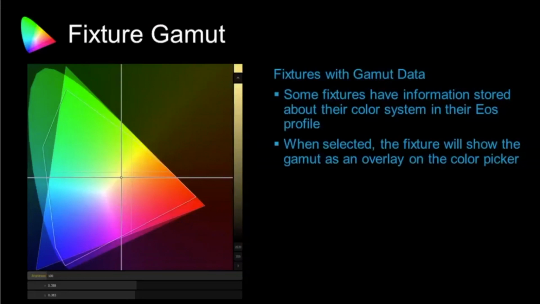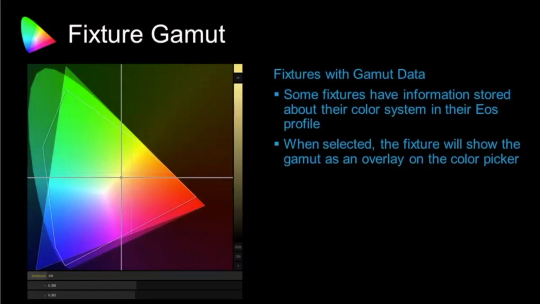And you can see here, I've got my Luster 2 shown. We'll look at that more in a second. But basically, if the profile that you used in patch contains data about the gamut, we're going to display it here. We call those fixtures color calibrated, and that means we know very specific things about the parameters of the color system, and that gives us a lot more accurate color picking.